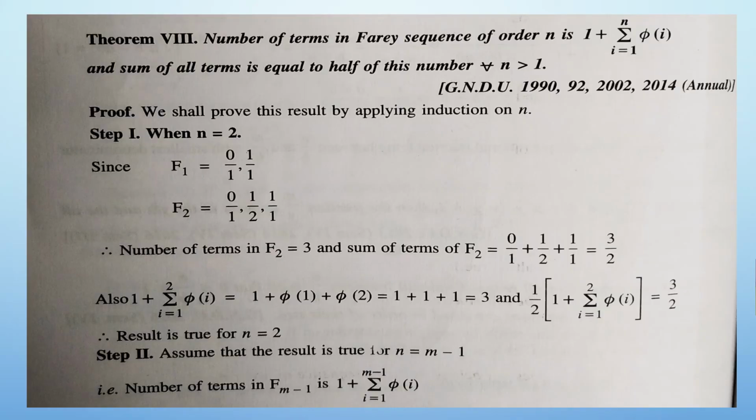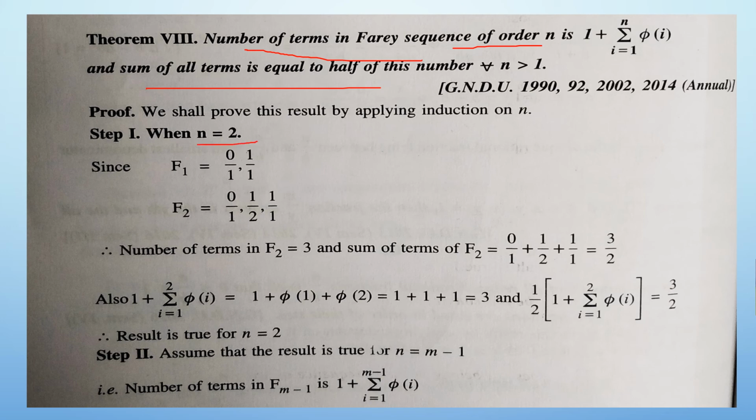Similarly, this is also a very important result. The number of terms in the Farey sequence of order n is equal to 1 plus the sum of phi(i) from i = 1 to n, and the sum of all these terms is equal to half of this number. Very important result. From this result, we can count the number of terms in the Farey sequence.